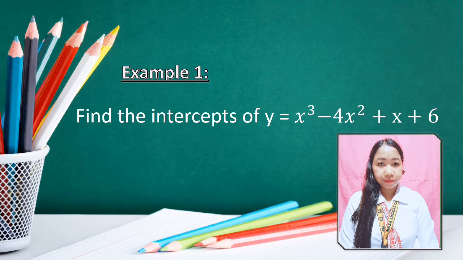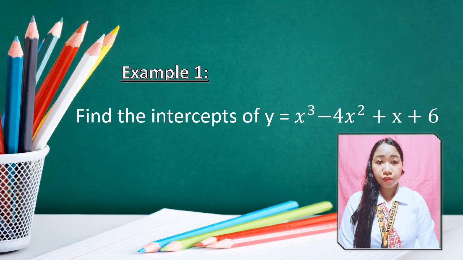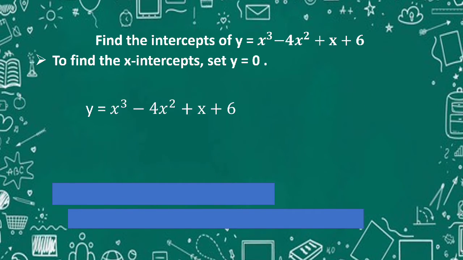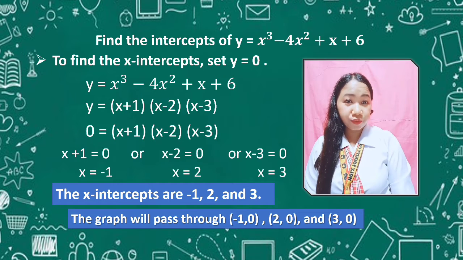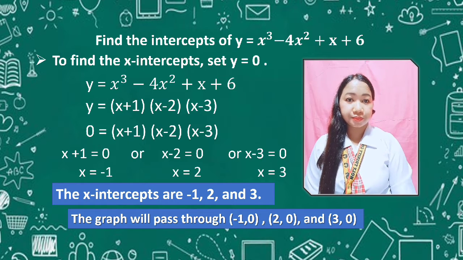Example number 1. Find the intercepts of y equals x cubed minus 4x squared plus x plus 6. For this problem, we are required to solve the x-intercepts and y-intercepts of the given function. Let's first solve the x-intercepts. To find the x-intercepts, set y to 0.